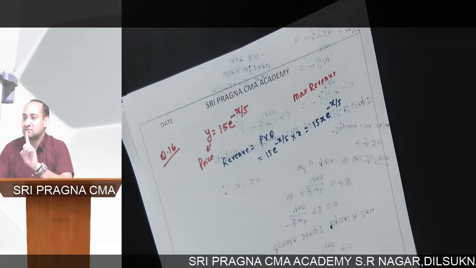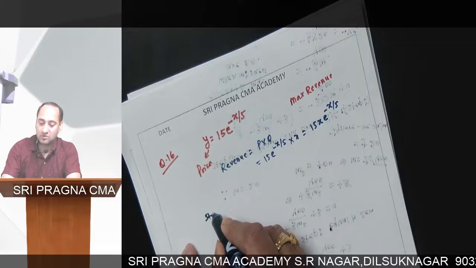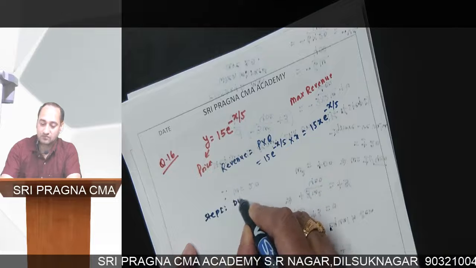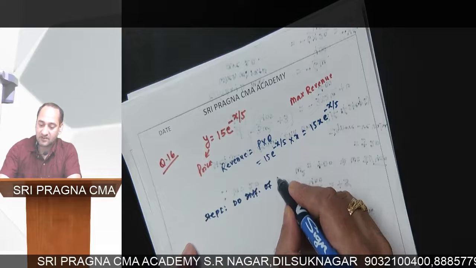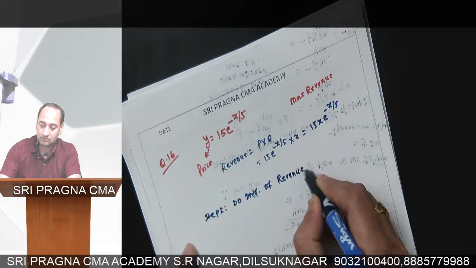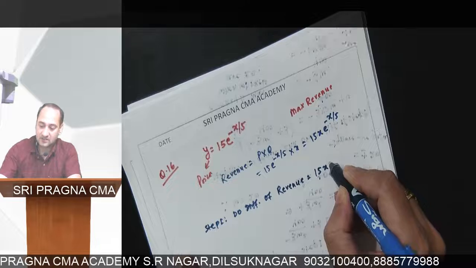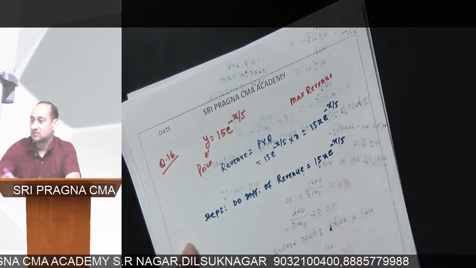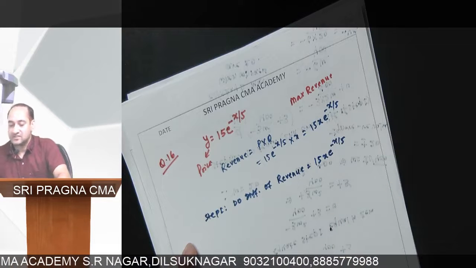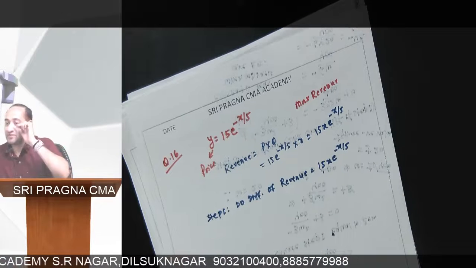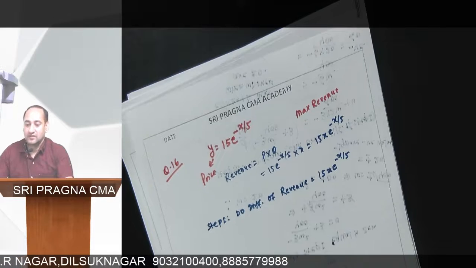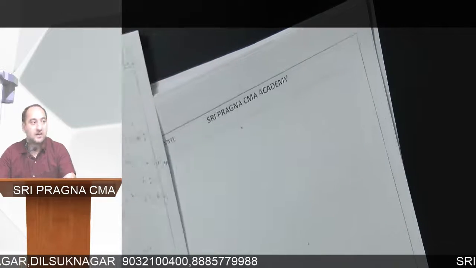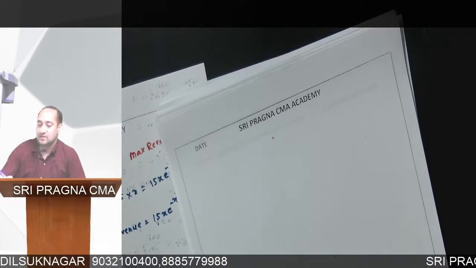So let us do step number 1. What do you need to find? Maximum revenue. So step number 1, do the differentiation of revenue, 15x e to the power minus x. Now before doing the differentiation, let us understand one thing. Just let me write something here, then we will come back to the set.